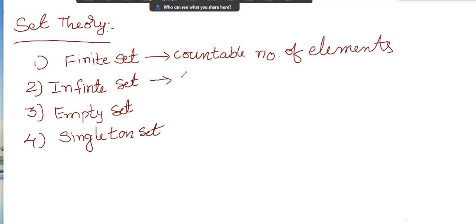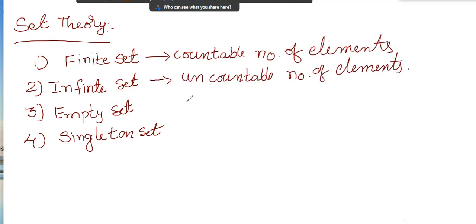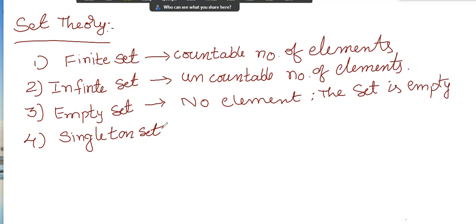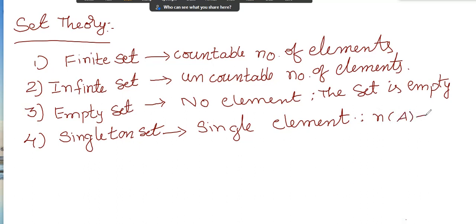Infinite set means an uncountable number of elements. Empty set means no element, the set is empty. Singleton set means a single element, and the cardinal number of a singleton set is always 1. The number of elements in the empty set, denoted by phi, is equal to 0, because phi is the empty set symbol.